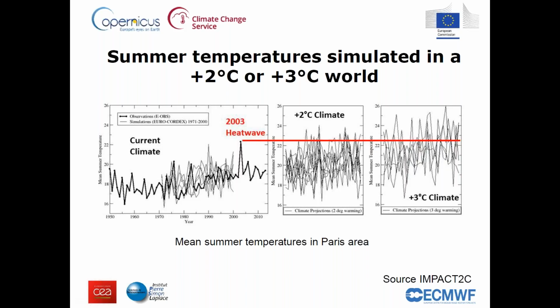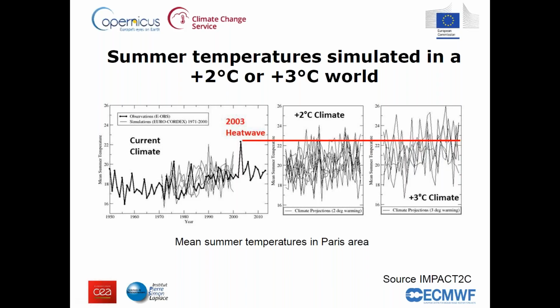So as an example, we can see, for instance, how these models simulate future heat waves. And as an example, I took here the summer temperature evolution across the last 60 years, which is the left panel, and the heavy black line, which shows the temperature around Paris. And the peak you see is the 2003 heat wave. And it's nice to see how this value of thermal temperature can be found in climate projections.